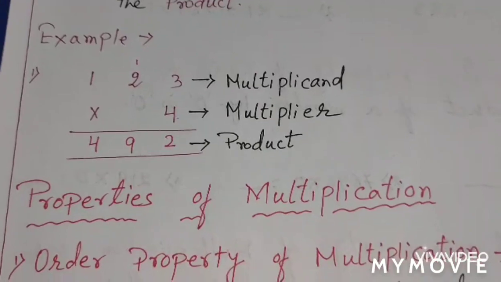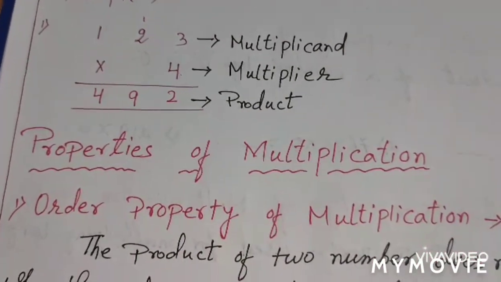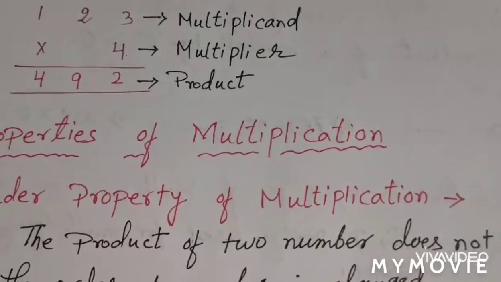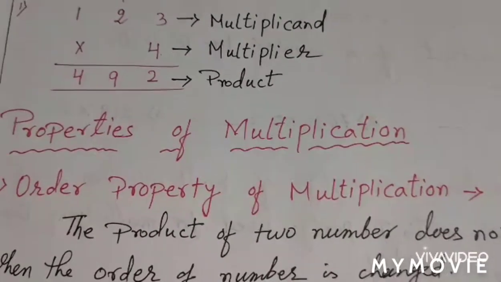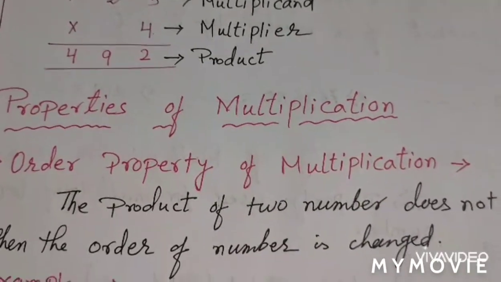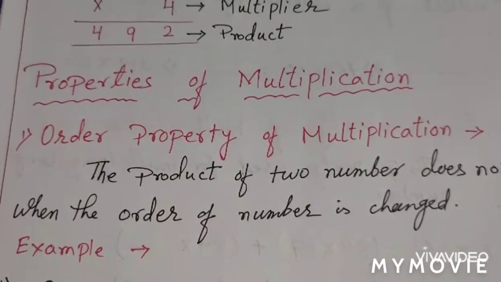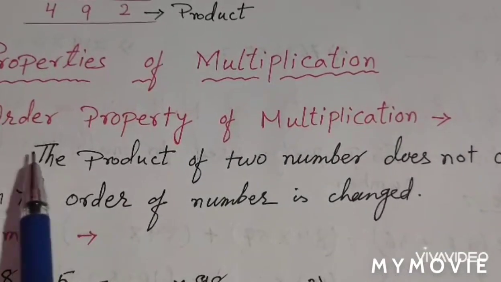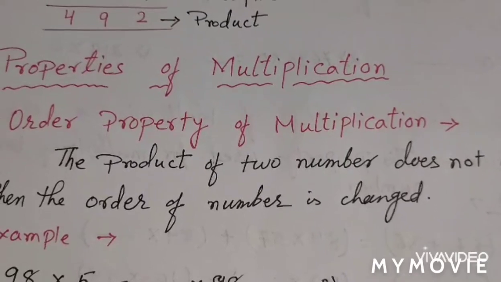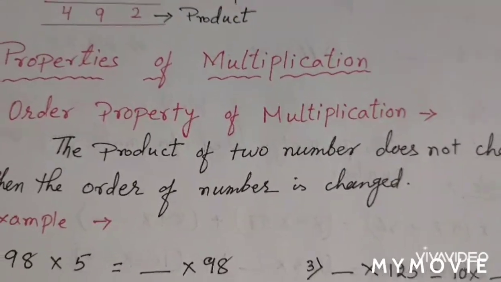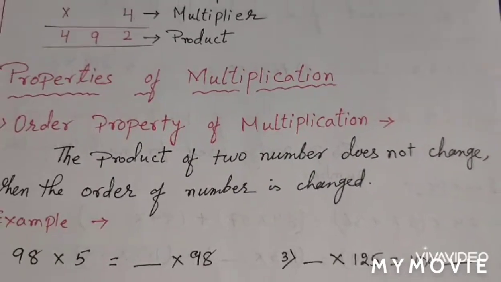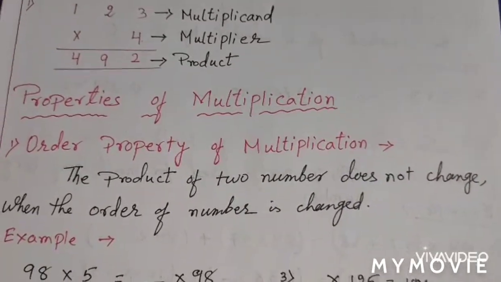Next comes your properties of multiplication. There are certain properties which we have to use while doing some problems. What are those? The first property is the order property of multiplication. What is that order property? The order property says that the product of two numbers does not change when the order of the numbers changes.